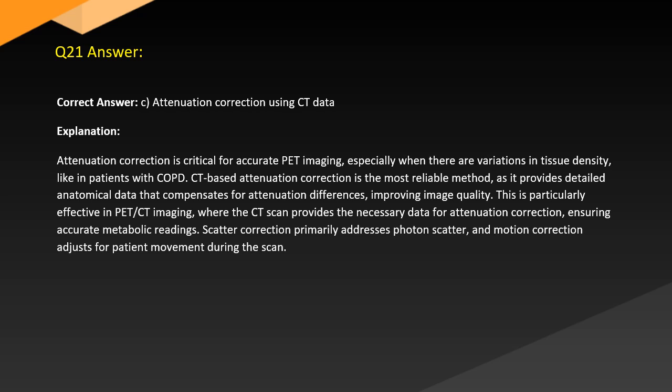Answer. Correct answer, C. Attenuation correction using CT data. Explanation. Attenuation correction is critical for accurate PET imaging, especially when there are variations in tissue density like in patients with COPD. CT-based attenuation correction is the most reliable method as it provides detailed anatomical data that compensates for attenuation differences, improving image quality. This is particularly effective in PET imaging. CT scan provides the necessary data for attenuation correction, ensuring accurate metabolic readings. Scatter correction primarily addresses photon scatter, and motion correction adjusts for patient movement during the scan.